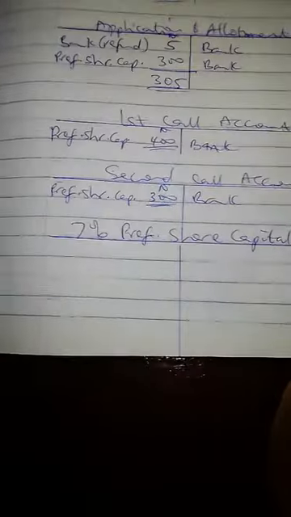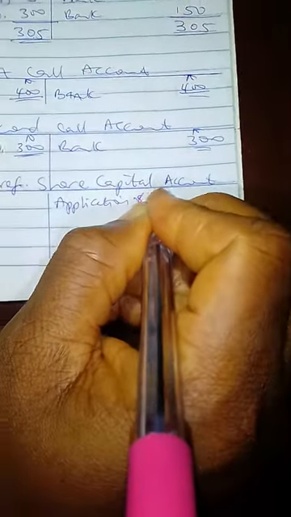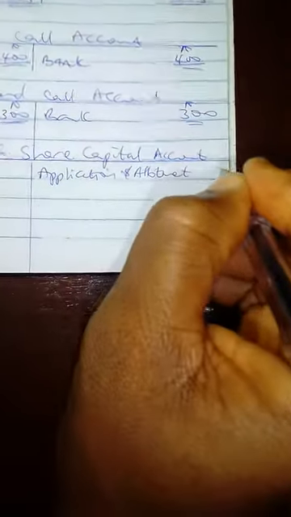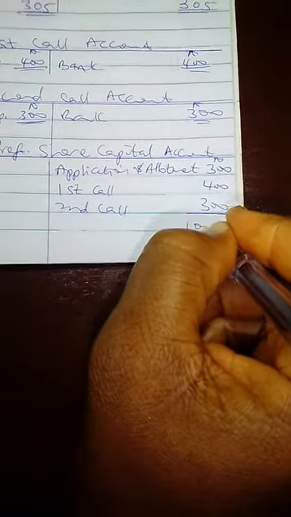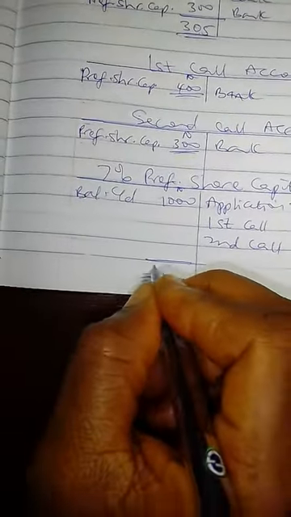Then we open our share capital account. For application and allotment, we have 300 naira. For first call, we have 400 naira. For second call, we have 300 naira. Everything gives us 1,000 naira. And we now have a balance c/d of 1,000 naira. That's for our preference share capital.